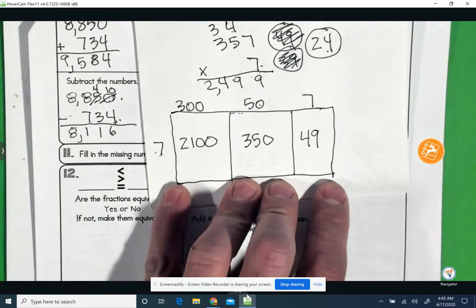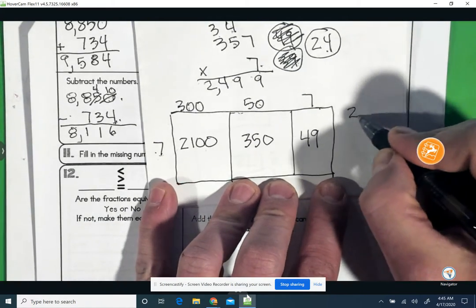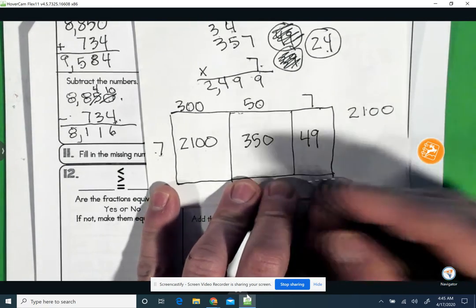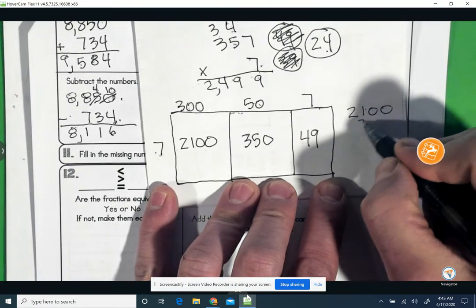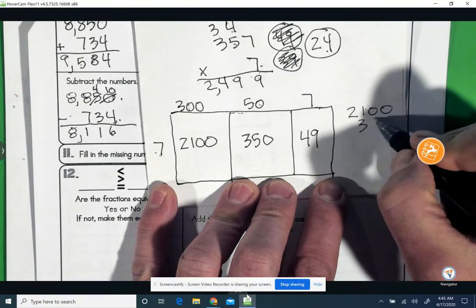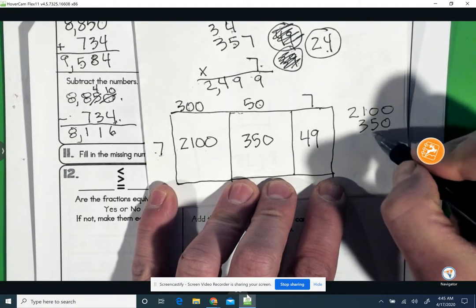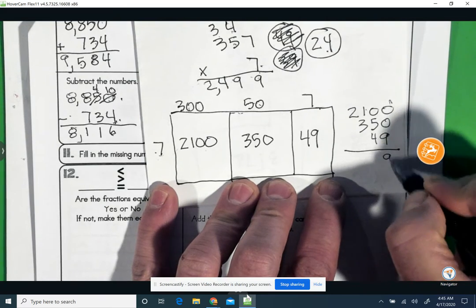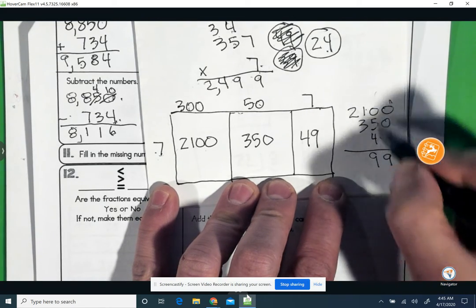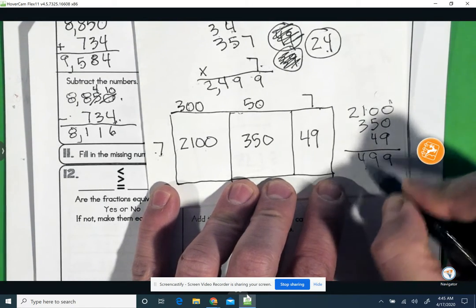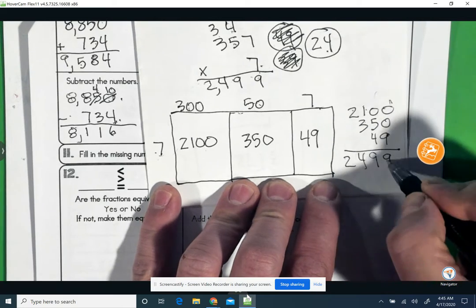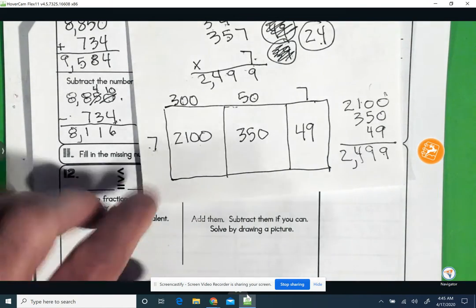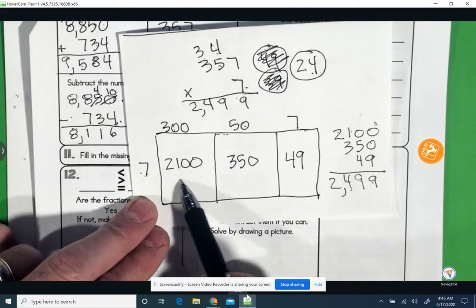49. Now what we do from here is we can go ahead and we can add up these digits. 2,100 plus 350 plus 49. And we do that, we get 9, we get 9, we get 4 and 2. Ones, tens, hundreds, comma, 2,499 again is our product.